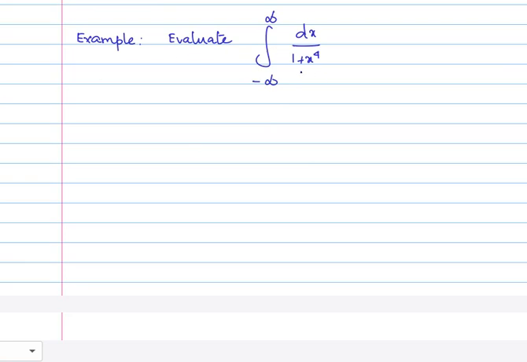Clearly, there is no pole on the real axis. Suppose I take f of x equal to 1 over 1 plus x power 4. Then, taking x equal to z, f of z equals 1 over 1 plus z power 4. Thus no pole lies on the real axis.